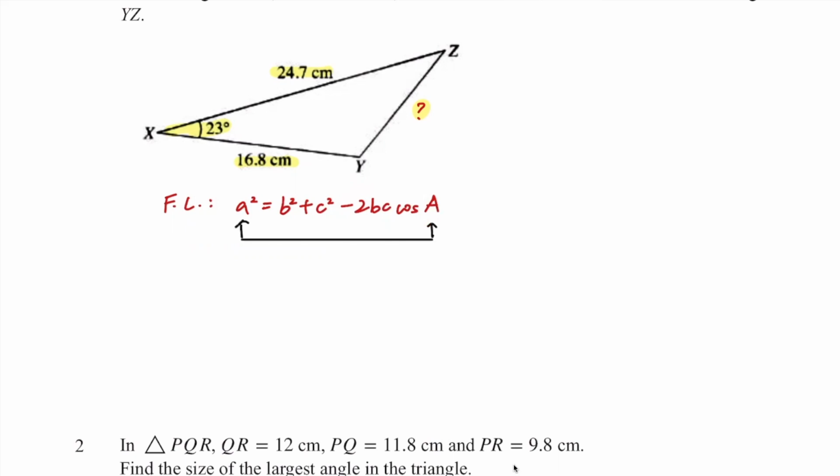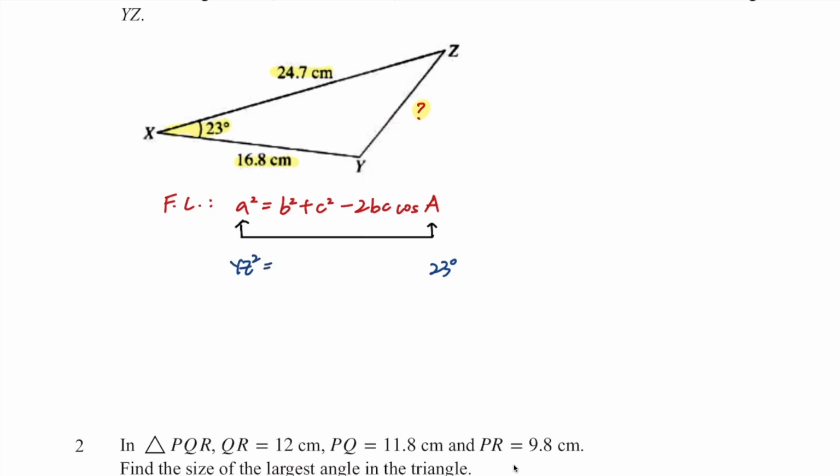Okay, now, what you need to do is pair up the angle with the opposite side. YZ is what you want to find, and it happens to be opposite angle A. Angle A is 23 degrees, and YZ, according to the formula, is A square, so it's YZ square.